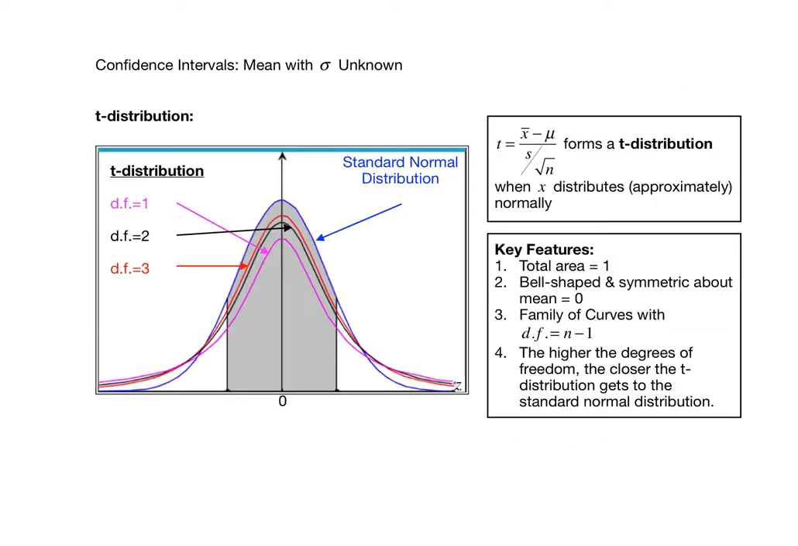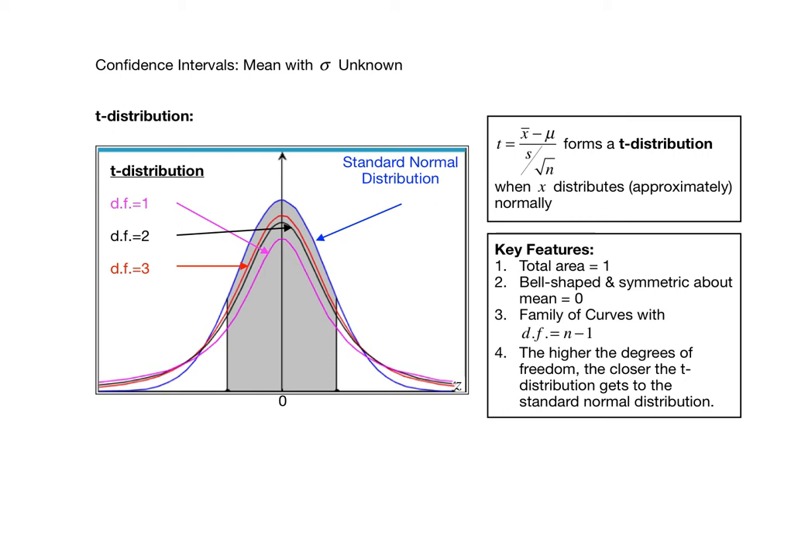The t-distribution is defined by the following. This forms a t-distribution when the x distributes approximately normally or normally. You don't have to worry about this definition so much here. What we do need to know, though, is a bunch of the important key features of the t-distribution. So first, for reference, we've got multiple curves here. This blue one is the standard normal distribution. These other colored ones are several different t-distributions. You'll see there are multiple t-distributions that we need to talk about.